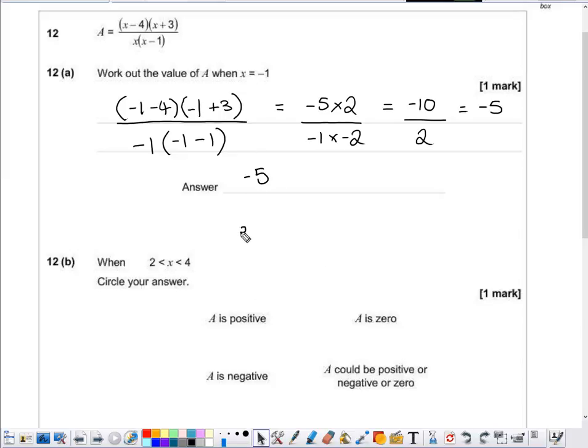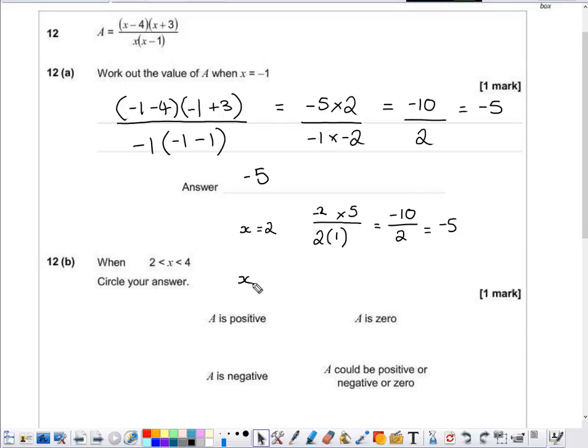So when x is actually equal to 2, which it cannot be, but this would give us the lowest end of our possible range of answers, we would end up with 2 minus 4, which is negative 2, multiplied by 2 add 3, which is 5, all divided by 2 multiplied by 1. So negative 10 divided by 2 is negative 5. Again, we can see here then that we can possibly have a negative answer.